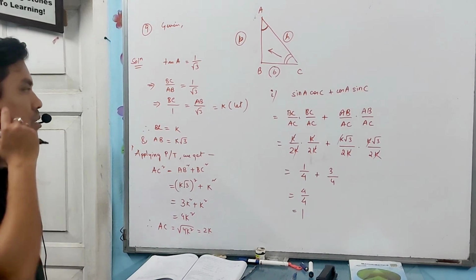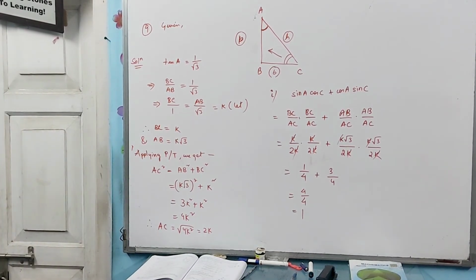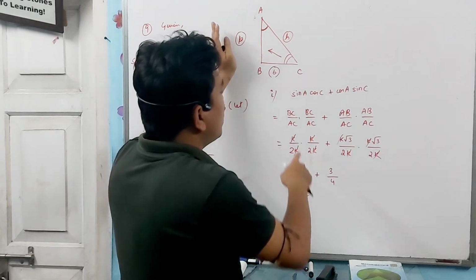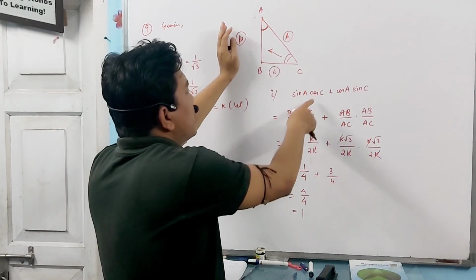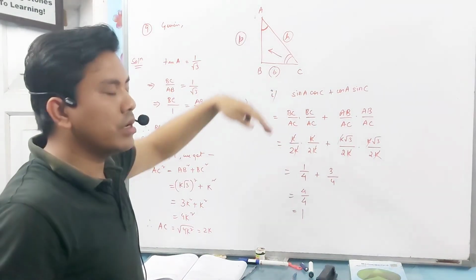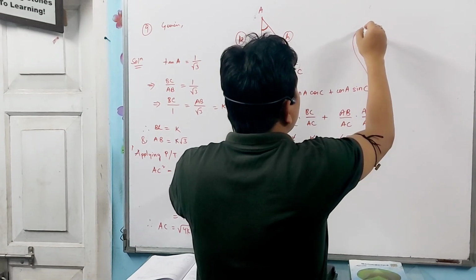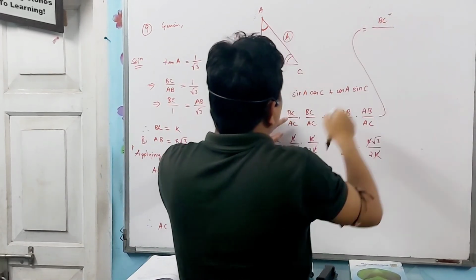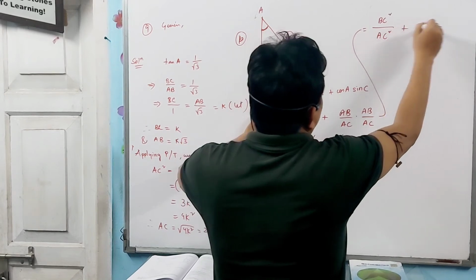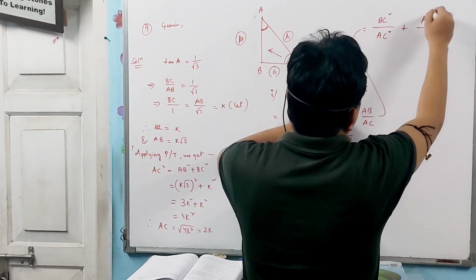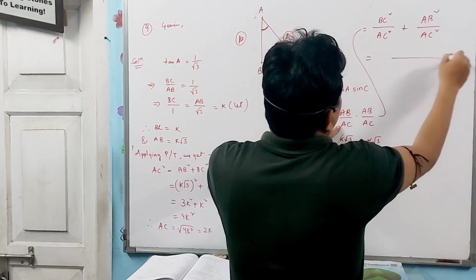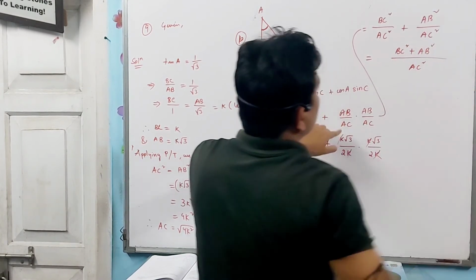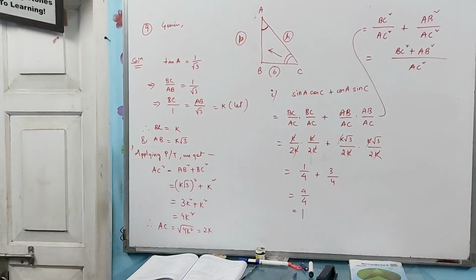Alright, so now there is one more procedure. Without doing all this part, directly after writing this, since we know sin A will be BC by AC and cos A will be BC by AC, taking the perpendicular and base accordingly, we can do it this way. BC by AC, BC into BC is BC square, by AC square. Here also AB into AB is AB square by AC square. Now take LCM. AC square will be the LCM. What you will get is BC square plus AB square. Now, according to Pythagoras, okay?